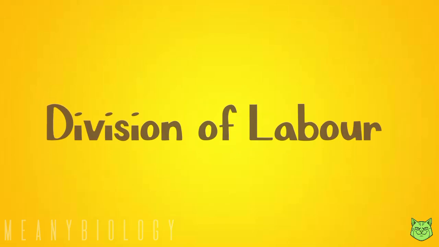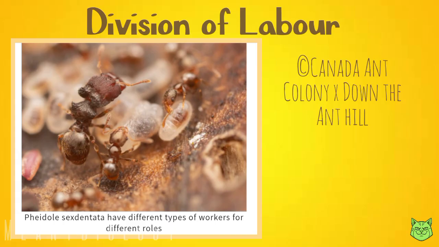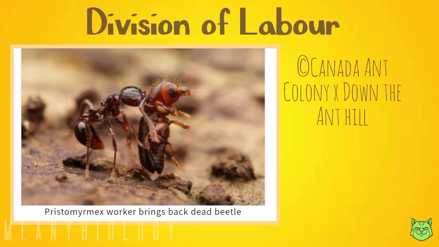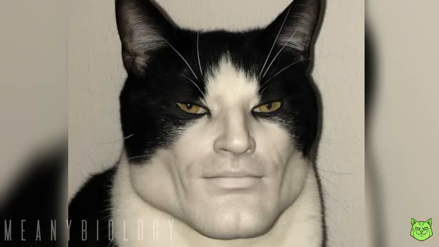Division of labor, the colony's secret blueprint. Every social insect colony is basically a living machine, each individual a tiny, pre-programmed cog with a specific purpose. No confusion, no laziness, no I'll do it tomorrow. Everyone is born knowing their job. It's not a democracy, it's destiny.